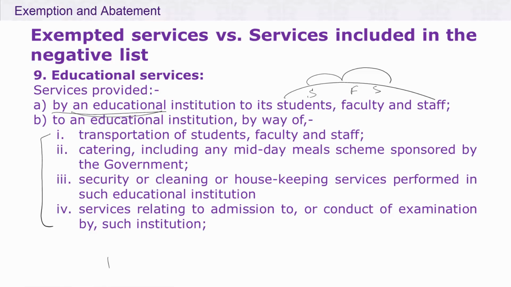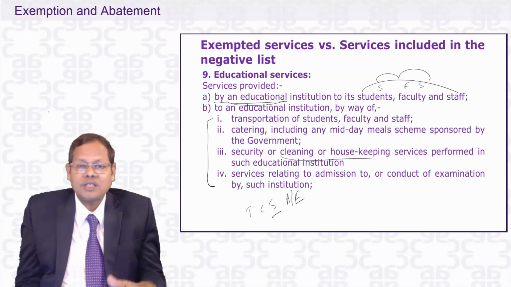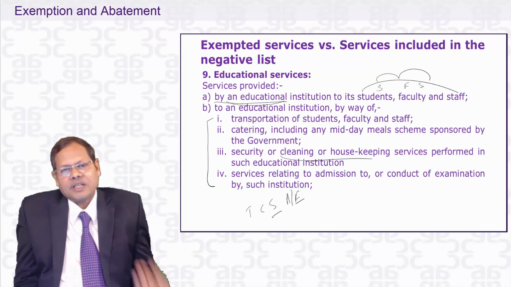What are they? TCS AE formula. T means transport, C means catering, and S means security, including cleaning and housekeeping. A means admission and E means examination. Services relating to admission or examination, whatever services an educational institution receives, that is exempt. And anything other than these 4, if an educational institution receives, that is not under exemption, service tax is payable.